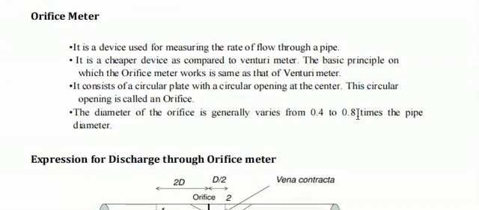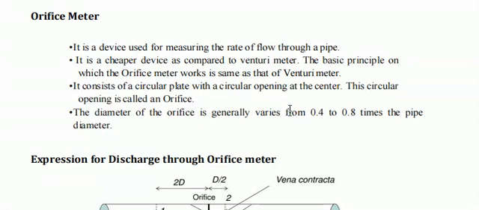You can take any value between 0.42 and 0.8, and that value is multiplied with the diameter of the pipe which is connected to the orifice meter. That gives us the hole which is present in the circular plate, so that makes the orifice for us. Okay, so these are very important conditions to design the orifice meter.